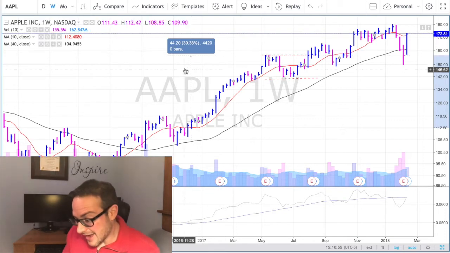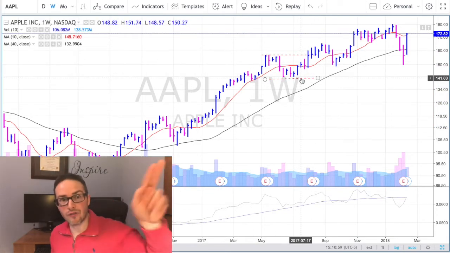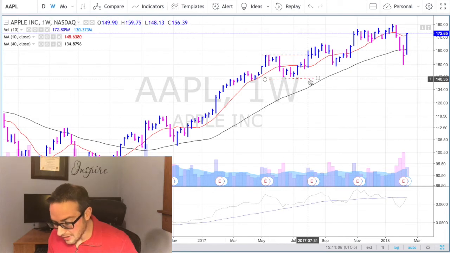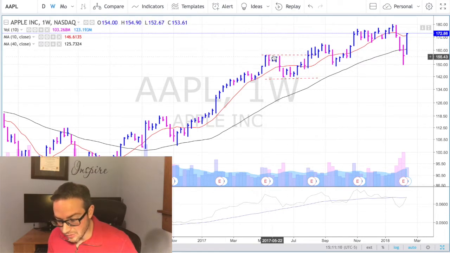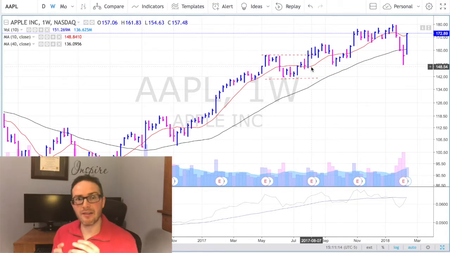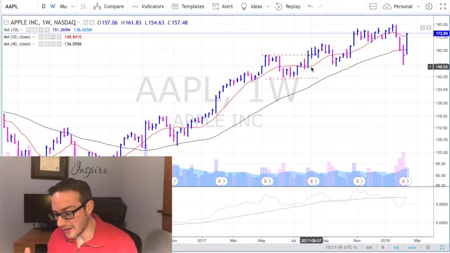Fantastic. Next, we want to see how long of a base this is. How long is it chopping around sideways? It starts doing that the week of May 8th, and it starts to break out above that resistance level over here towards the end of July. So you have close to a 3-month consolidation.